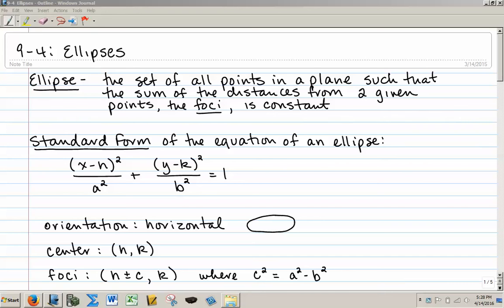Section 9.4 is on ellipses. The definition of an ellipse is the set of all points in a plane such that the sum of the distances from two given points, and those points are called the foci, is constant.